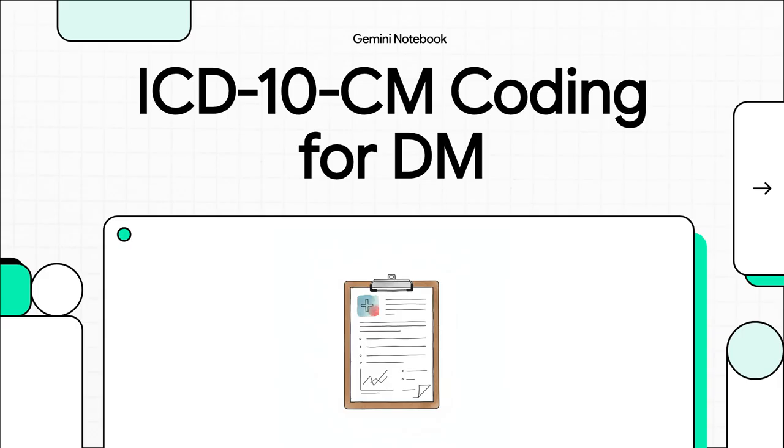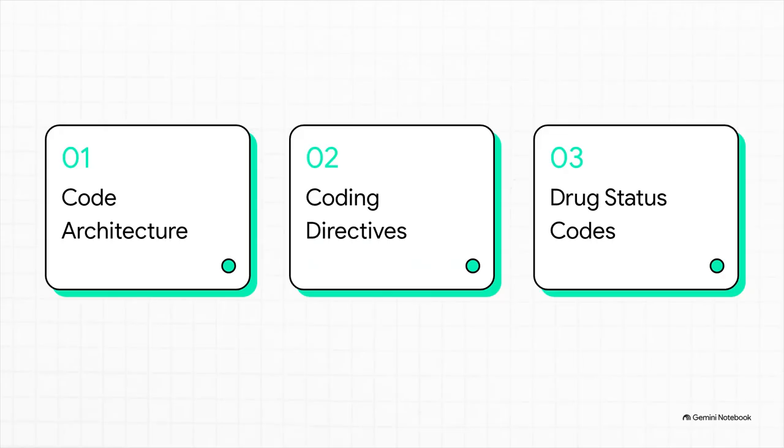We've got a ton of absolutely critical ground to cover today, from rigid category structures and strict remission criteria to some pretty complex medication status codes. So grab your notebooks, clear away any distractions, and let's get focused. Okay, let's dive into this.